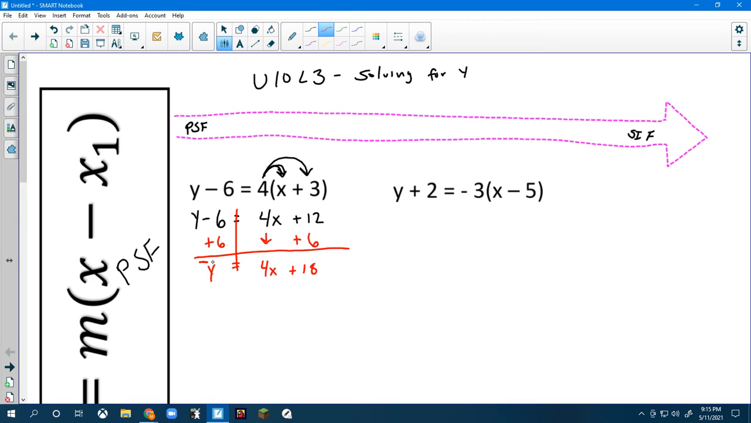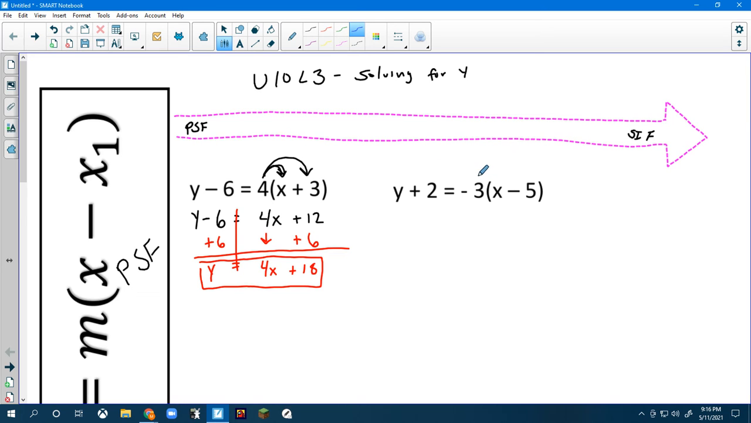And now we are in slope-intercept form. Y equals 4x plus 18. It's just that easy. Just solving the equation to get the y by itself. Pause the video and see if you can do number 2 by yourself here. Again, distribute first. Get rid of the constant next to the y.